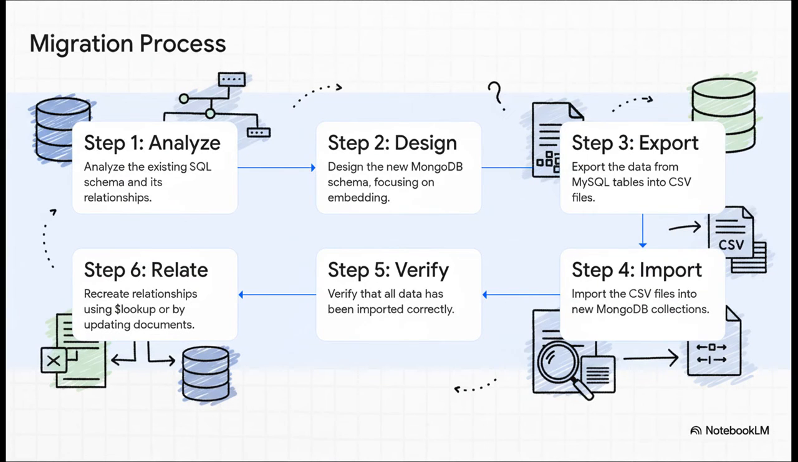So how do you actually do this? Well, it's a pretty clear 6-step process. The first 2 steps are all about planning. You look at your old SQL schema, and then you design your new awesome embedded document model. Steps 3, 4, and 5, that's the mechanical part. You export your data, probably to CSV files, import it into your new collections, and then you double-check to make sure everything made it over. Finally, step 6 is for cleanup, recreating any last relationships that you couldn't handle just by embedding.